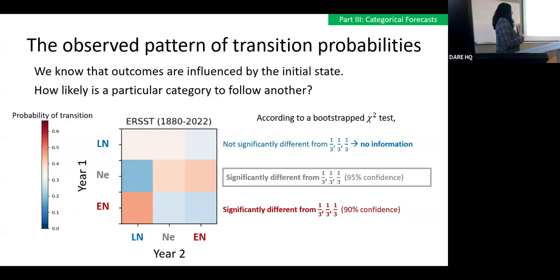If you look at a neutral event and what happens from there, we found that this is significantly different from the 1/3 uniform probabilities across possible states. For El Niño, that only works if you lower your confidence threshold a little bit. So I'm going to call that quite borderline.